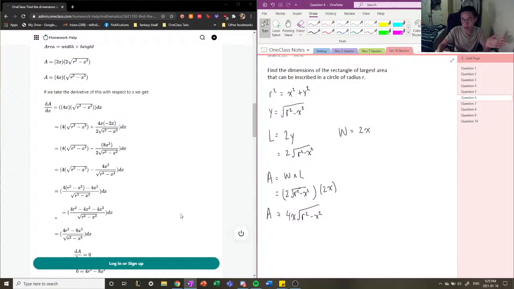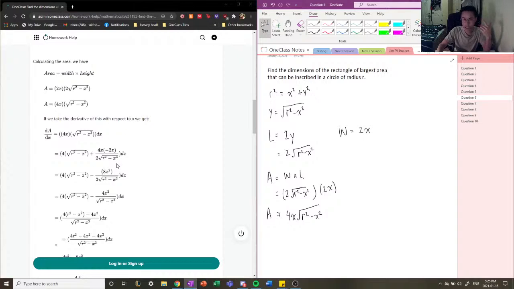And if we find the maximum, then we can find the dimensions of our length and our width. Okay? So that's the rationale behind all this thinking here. Another thing to note is that the radius of our circle is going to be kept constant, and we're not going to be deriving in terms of r. Okay? Because that's not what the question is asking.